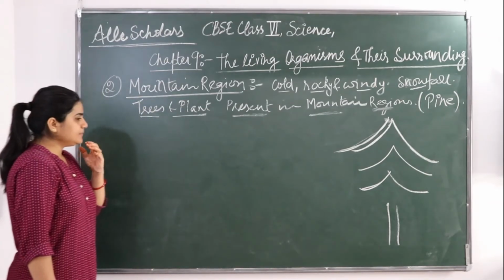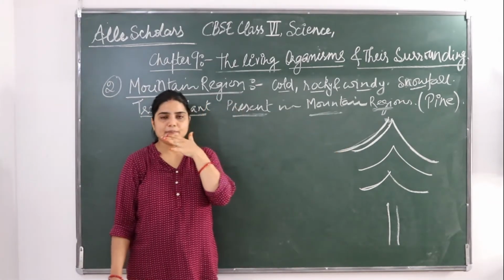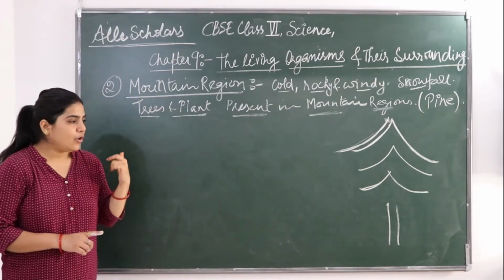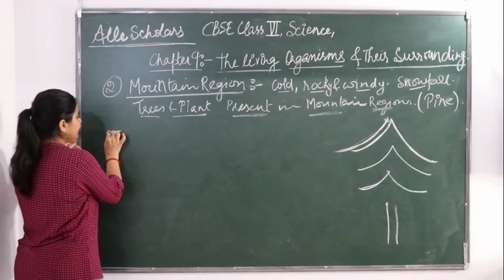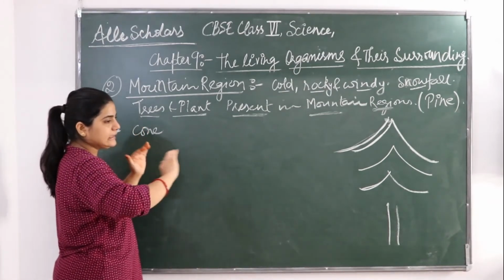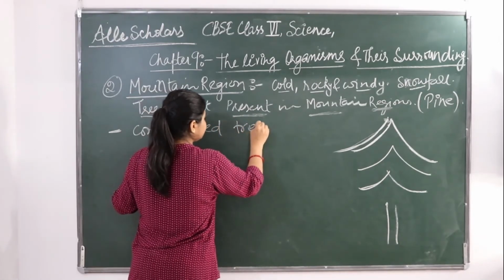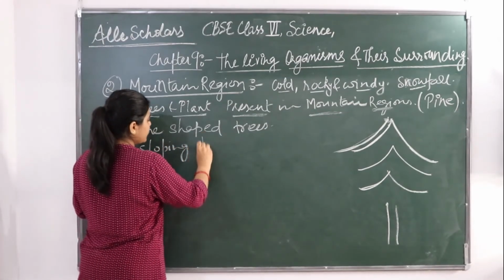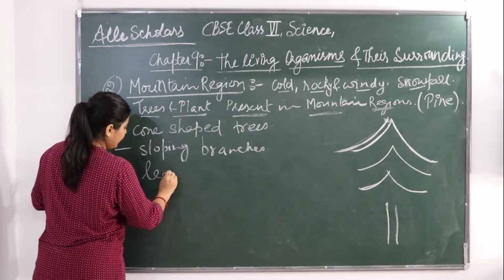Okay, so there could be trees with shapes which are very different from these that are present in the mountain. So they may have different kinds of adaptation to survive on the mountain. Okay, so basically if we talk about the mountain tree, they are cone in shape. Okay, these trees are cone shaped trees. Okay, and they have sloping branches. Leaves are needle-like.